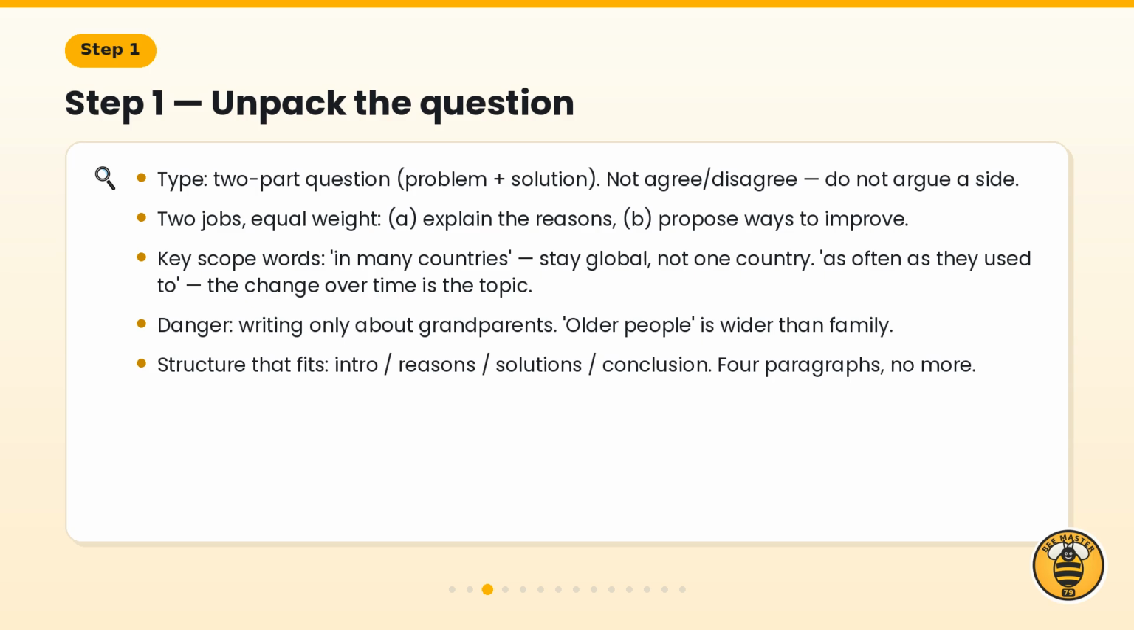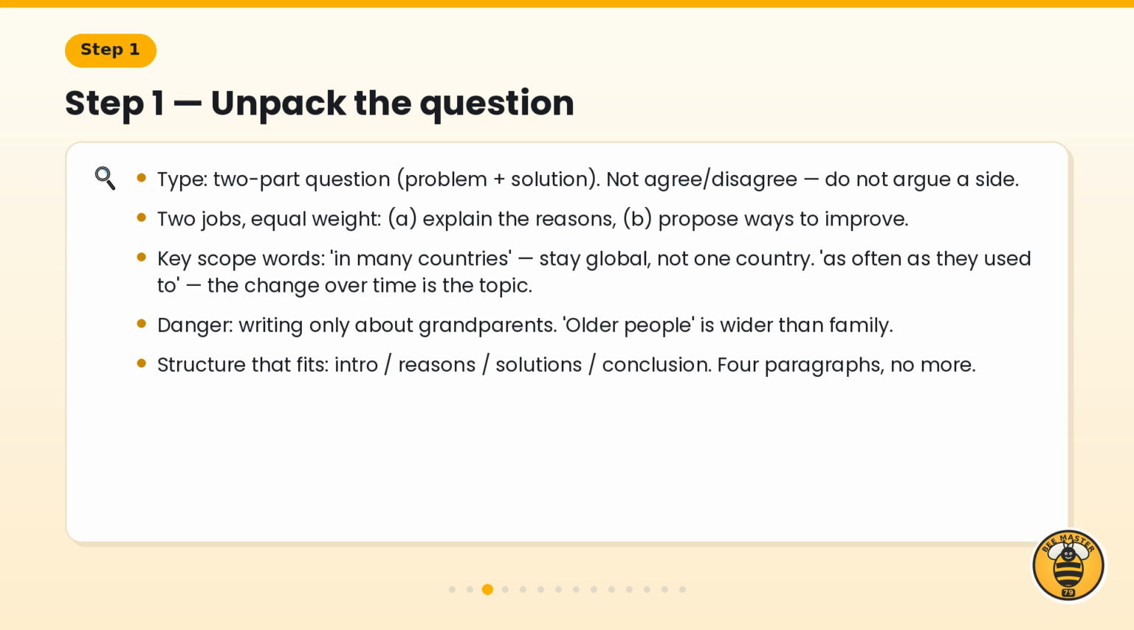First, unpack it. This is a two-part question, a problem and a solution. It is not an agree or disagree essay, so do not argue aside. You have two jobs of equal weight. Explain the reasons and propose ways to improve the situation.